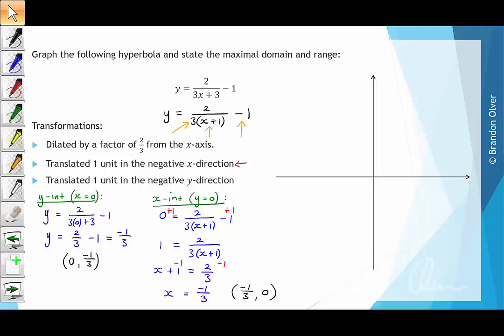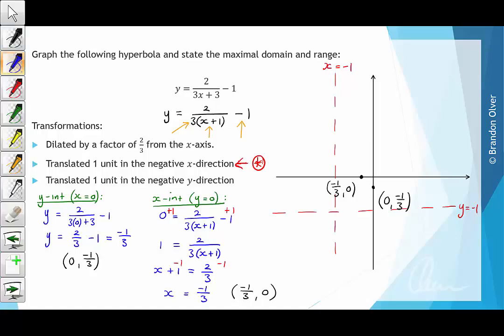Taking into account the translations of this graph, we know that our vertical asymptote is now at x equals negative 1, and that was given to us back here. We also know that our horizontal asymptote has been moved down in the negative y direction by 1 unit, so that's y equals negative 1. Our x-intercept occurred at negative 1 on 3, 0, and our y-intercept occurred at 0, negative 1 on 3.